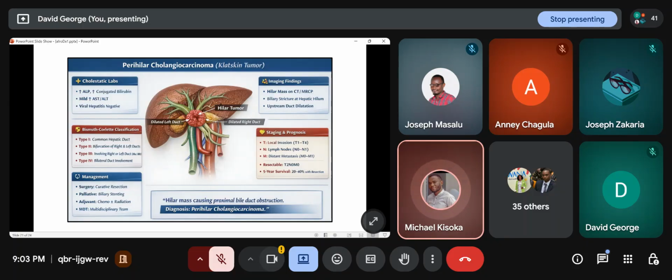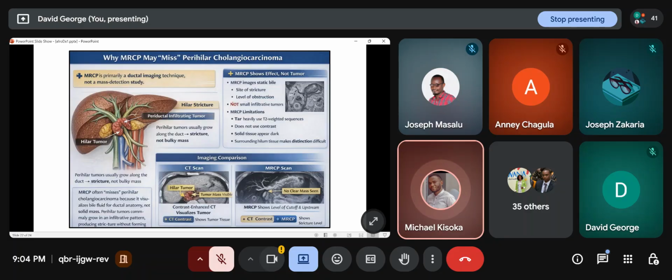There's one clue that I found, and I think it is important. If you have a hilar mass causing proximal bile duct obstruction, one of the differential diagnoses should be a perihilar cholangiocarcinoma. There are others, but this should be on the list. Management is as shown in the little box on the left. David, let's go on because we have more teaching points today.